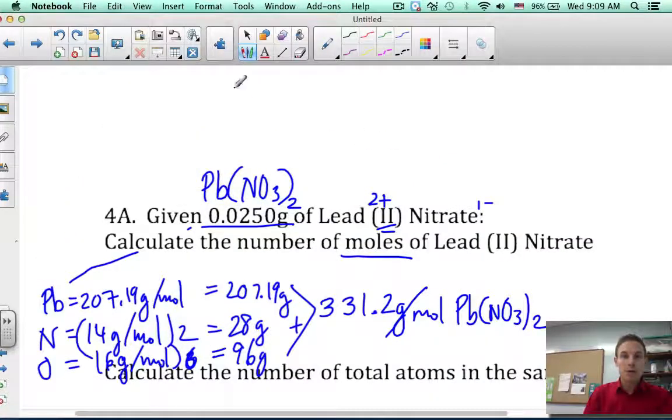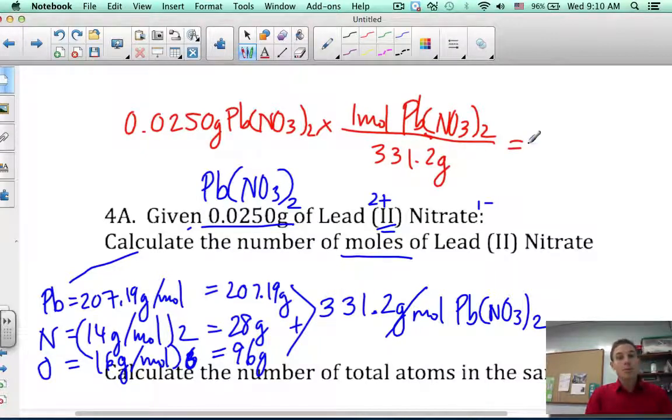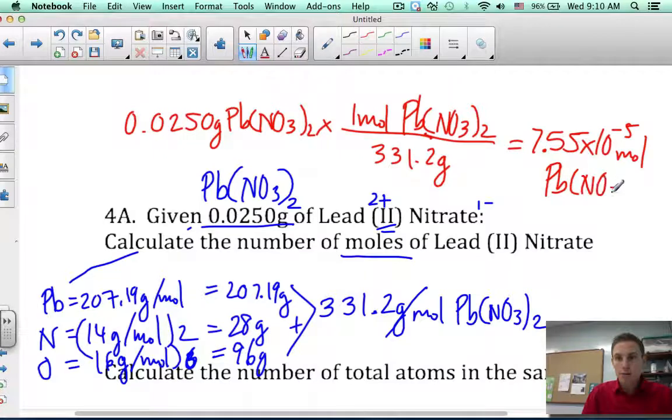So I take my given, I'm going to put the work up here now that I found my molar mass. I'm going to take my given, which is 0.0250 grams of lead 2 nitrate, and multiply it times 1 mole of lead 2 nitrate over 331.2 grams. What I get is 7.549. We have only 3 sig figs, so 7.55 times 10 to the negative 5th moles of lead 2 nitrate. And there you go. There is your answer.